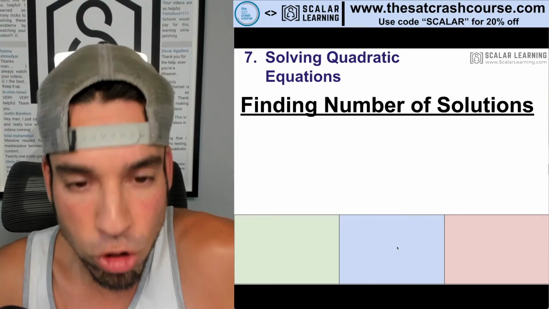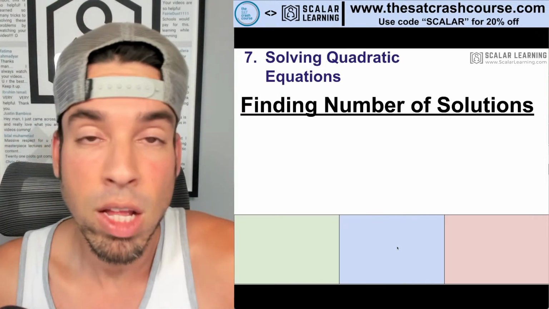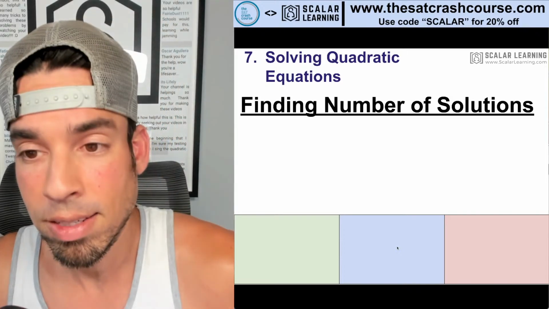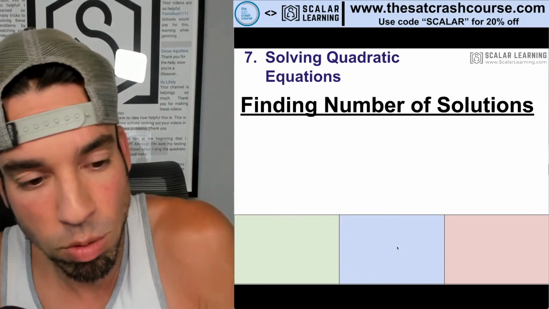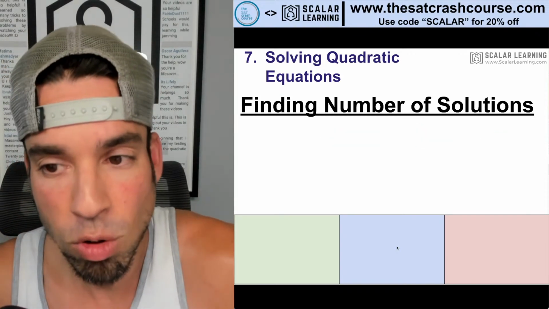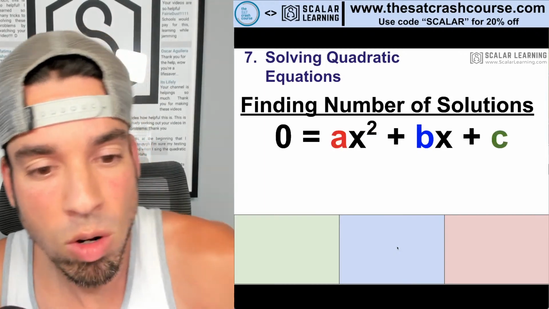Okay. Now, another thing that might come up with solving a quadratic equation is having to determine the number of solutions of a quadratic. Or they might say, what's the value of this constant so that this quadratic has 2 solutions or 1 solution or 0 solutions? And those are the only 3 options, right? You can either have 0, 1, or 2. How do we do this? We do this using something called the discriminant.